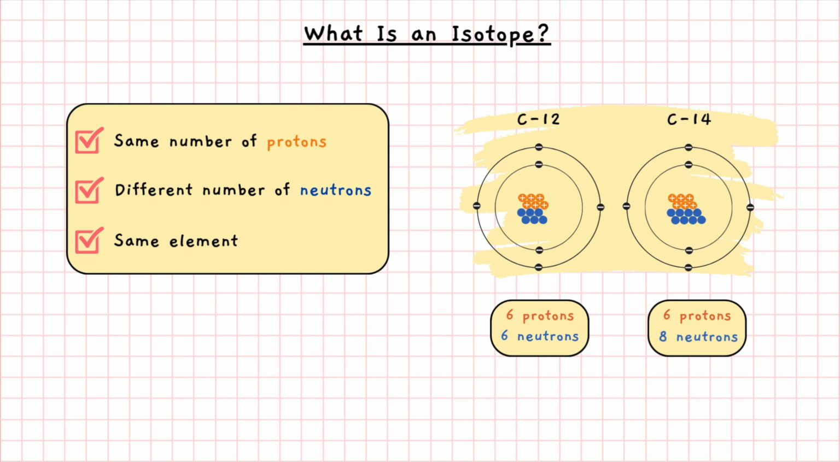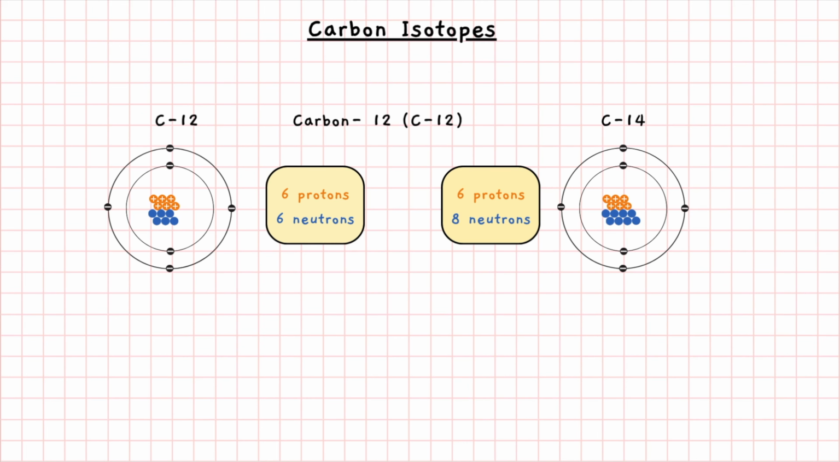Look at the two atoms on the right. They both have 6 protons. The number of protons is what defines the element, meaning they are both carbon. Now look underneath. One has 6 neutrons, whilst the other one has 8. The same protons, different neutrons, that's exactly what makes them isotopes.